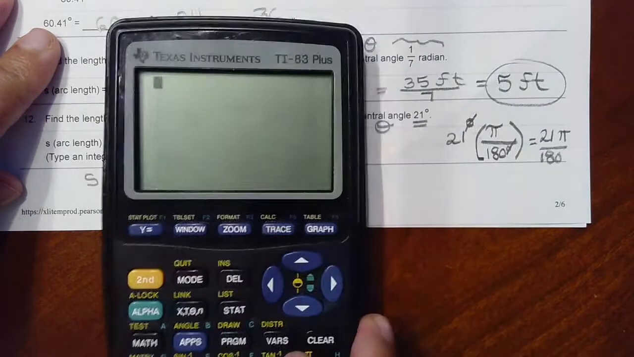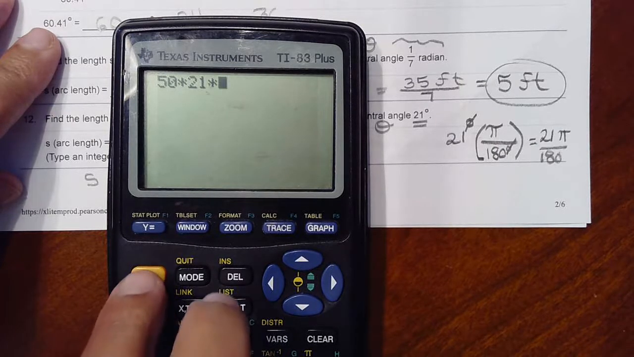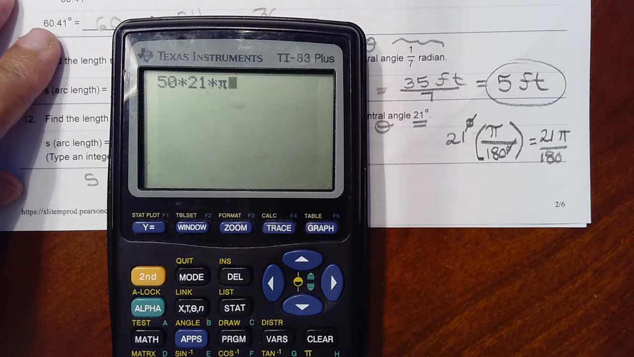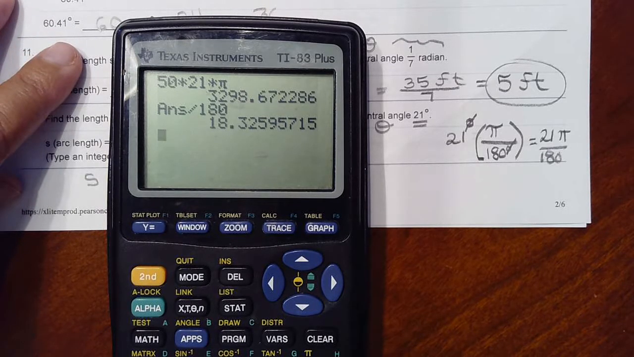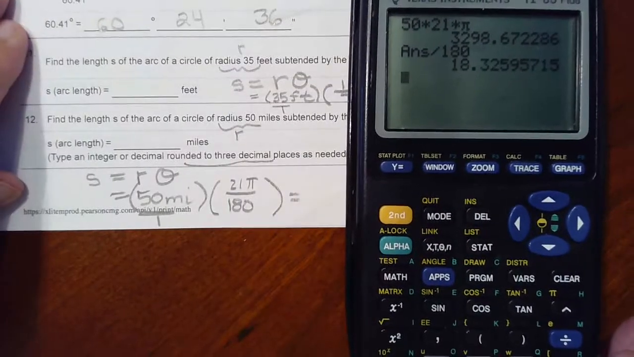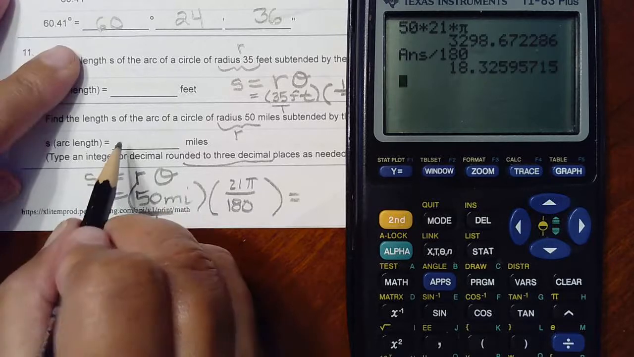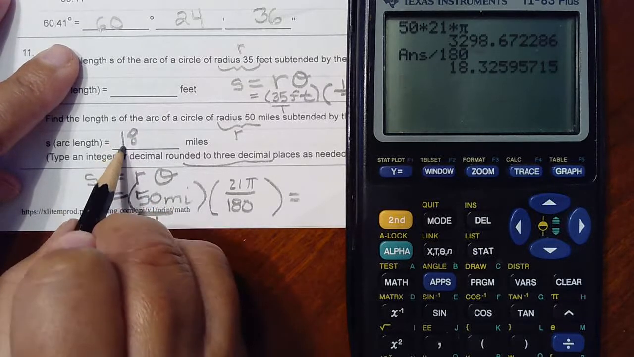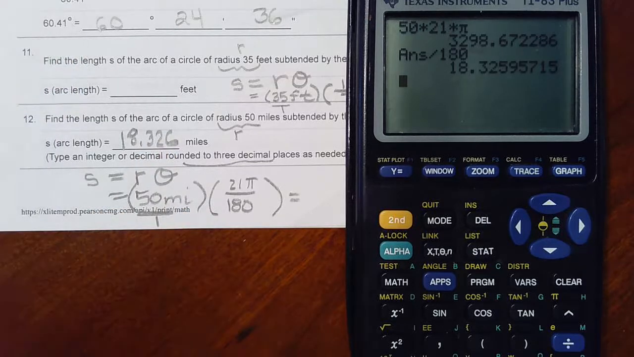which is 50 times 21 times pi. Pi symbol, second function, pi symbol. Get that number and divide by the 180 that was at the bottom. So this is what we have for an answer, and then you're going to round it off to the designated place in this problem. They've designated 3 decimal places, so 18.326. Okay, and that concludes numbers 1 through 12.